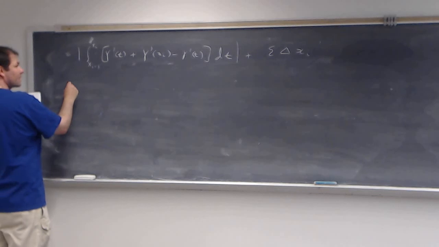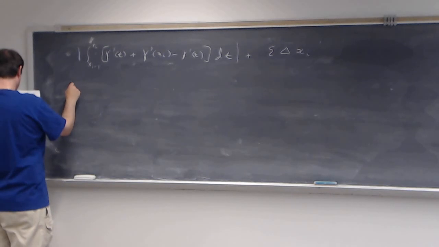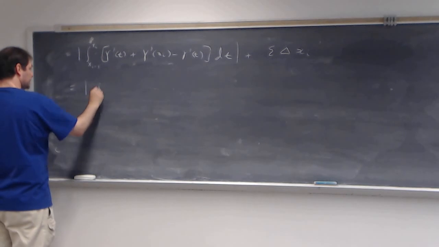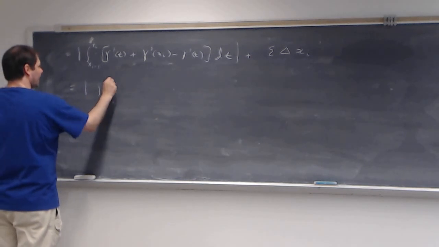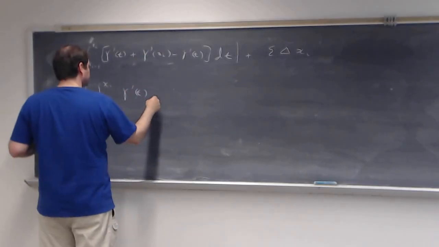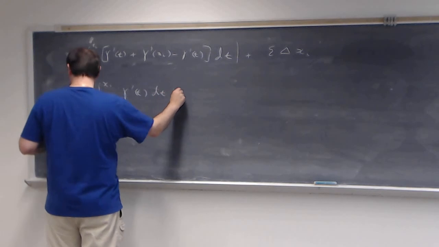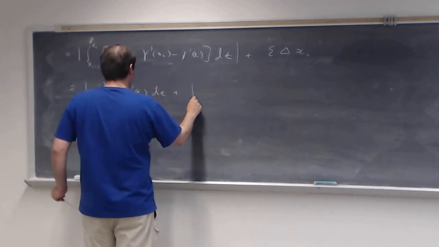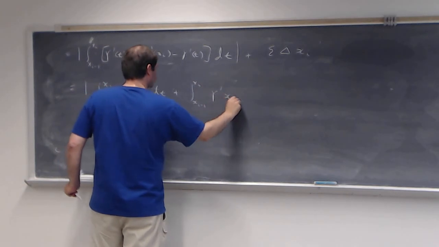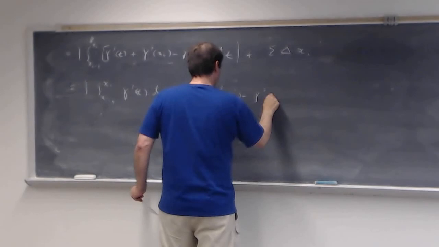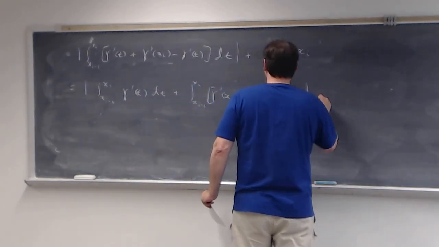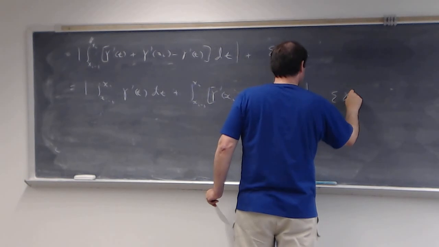Now, this is going to be equal to, splitting this up, the integral from x sub i minus 1 to x sub i of gamma prime of t dt plus the integral from x sub i minus 1 to x sub i of gamma prime of x sub i minus gamma prime of t dt, in the norm, plus epsilon times delta x sub i.